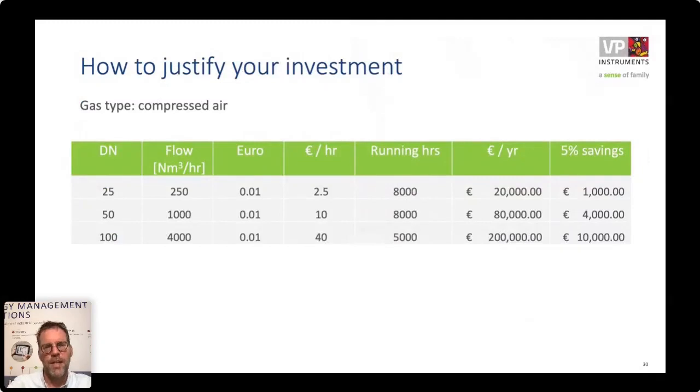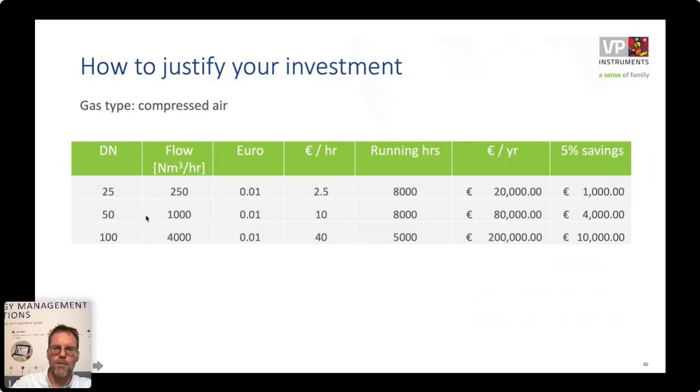And then there is the justification for your investment, and this is a table I like to use in that case. If you take compressed air, and let's take a 2-inch example in the middle of this table, then the maximum flow through that 2-inch pipe would typically be 1,000 cubic meters per hour. That's already quite high, but let's take this as a good example. That air might cost you around 2 cents per cubic meter.